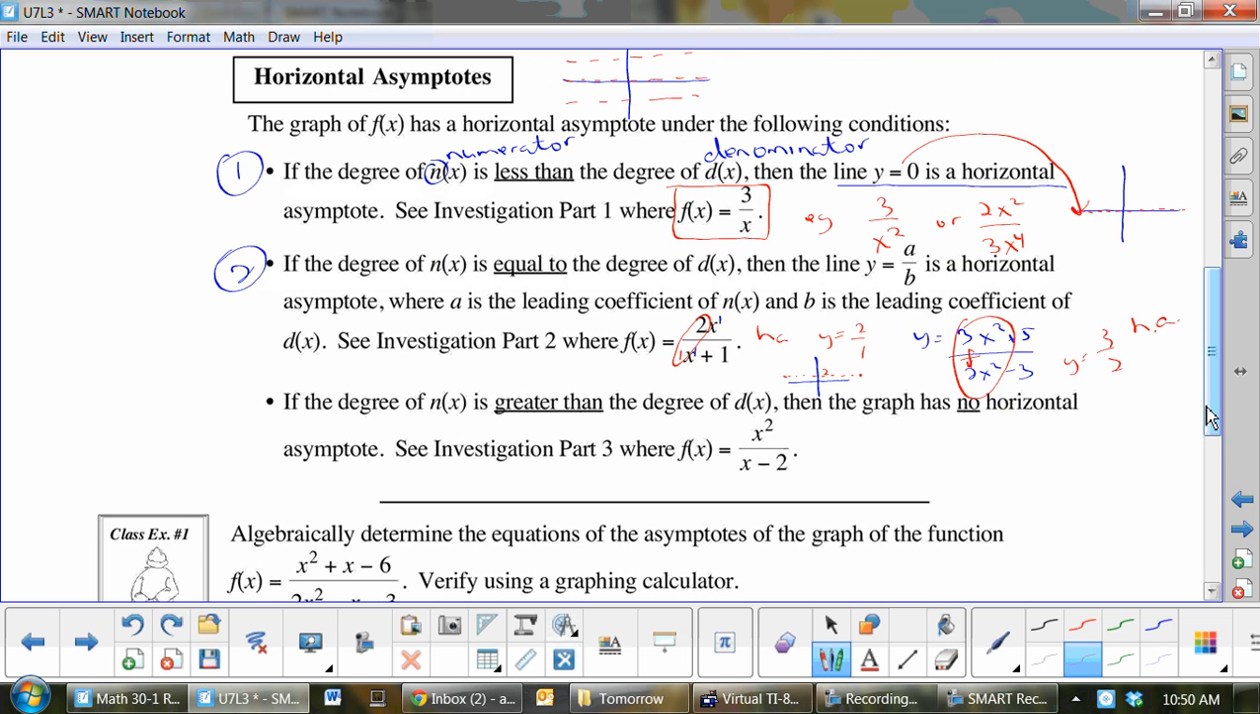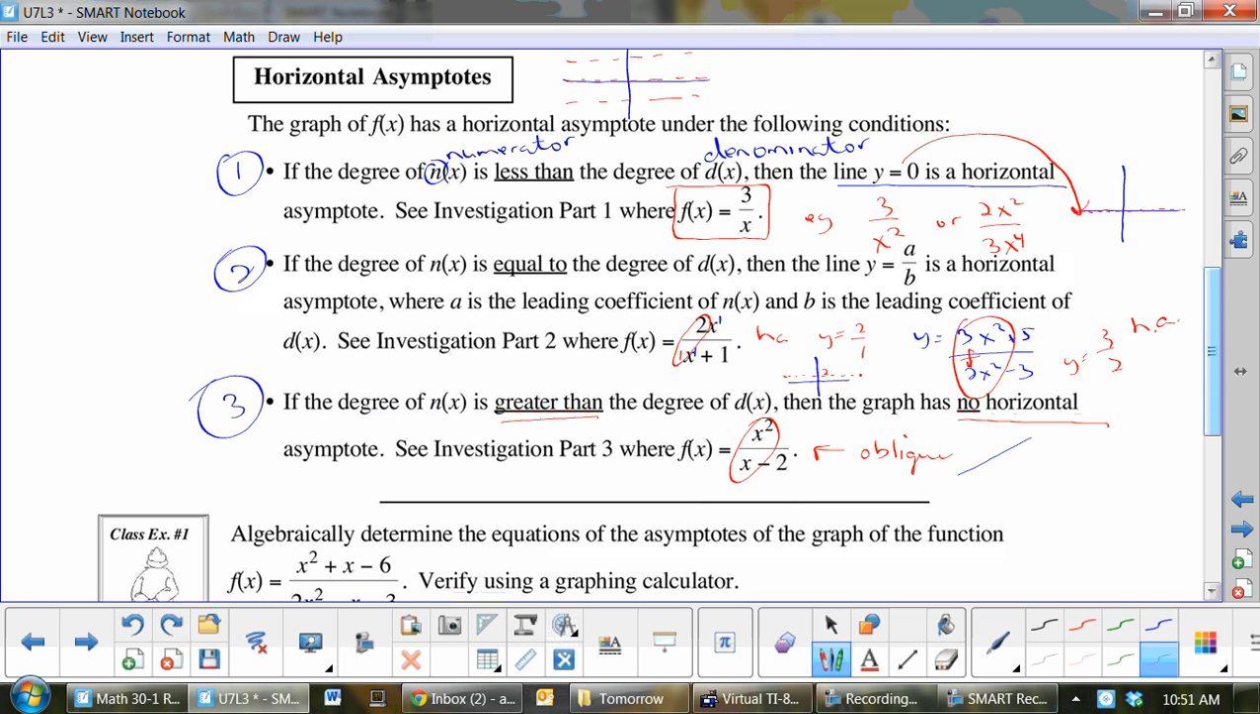Now, what if the degree on top is greater than the degree in the denominator? So here's your example. See how it's bigger there? Now, it says it has no horizontal asymptote, and that's a little bit misleading. It does have an asymptote. It would have an oblique asymptote. What does oblique mean? It'll be slanted.